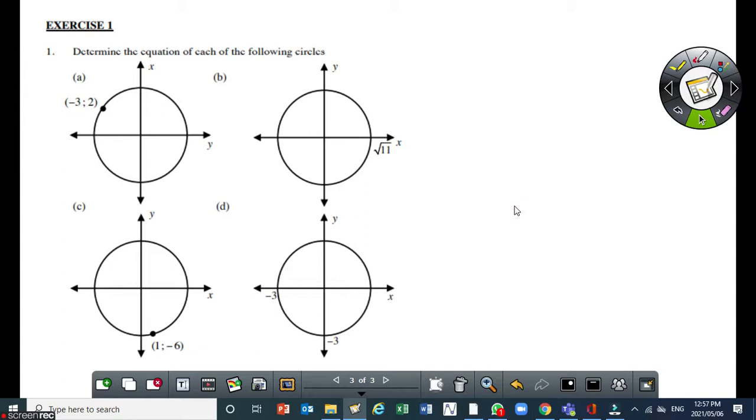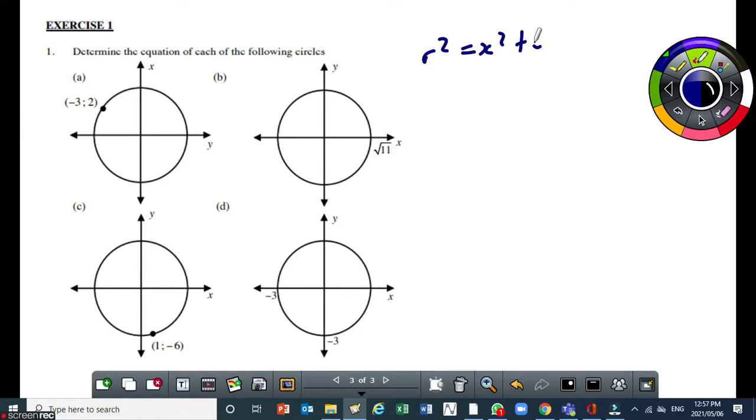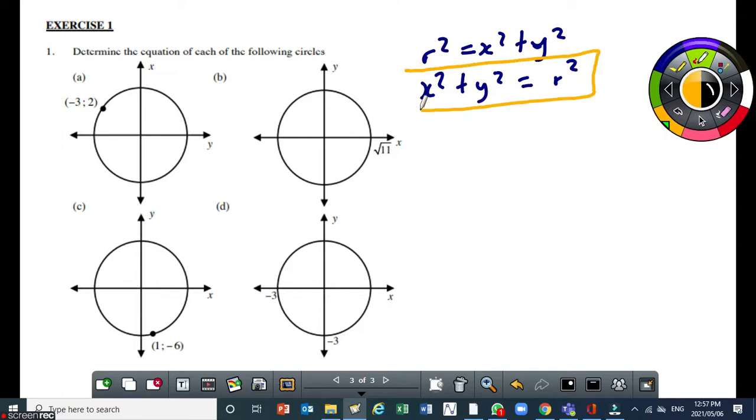All right. So let's determine the equation of each of those circles. Now remember the general equation is r squared equals x squared plus y squared. This can also be written as x squared plus y squared equal to r squared. Now for grade 12 analytical geometry, generally we write it like that. That's the format that we should follow from now on when it comes to the equation of the circle. We start with x squared plus y squared, and that will be equal to r squared.